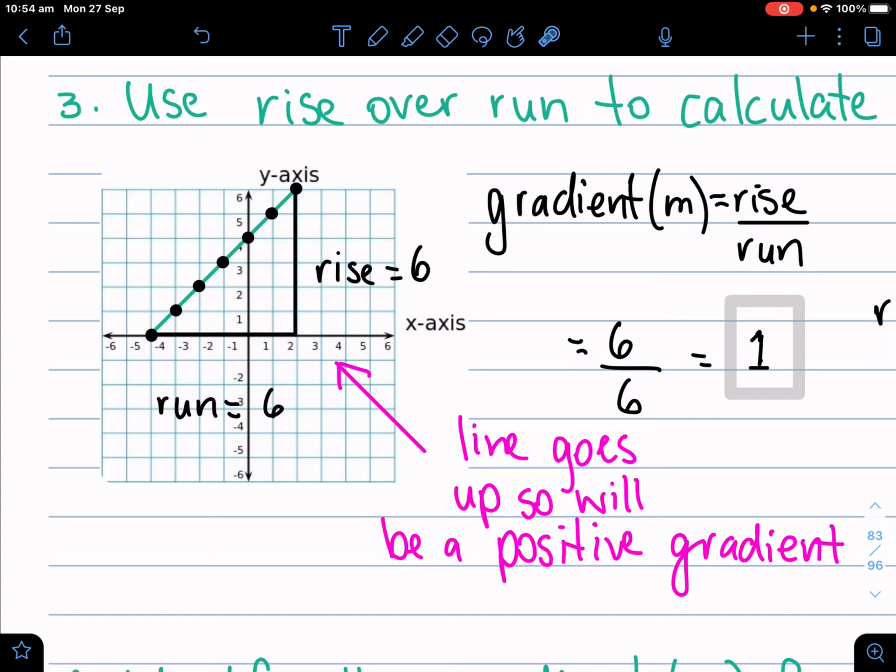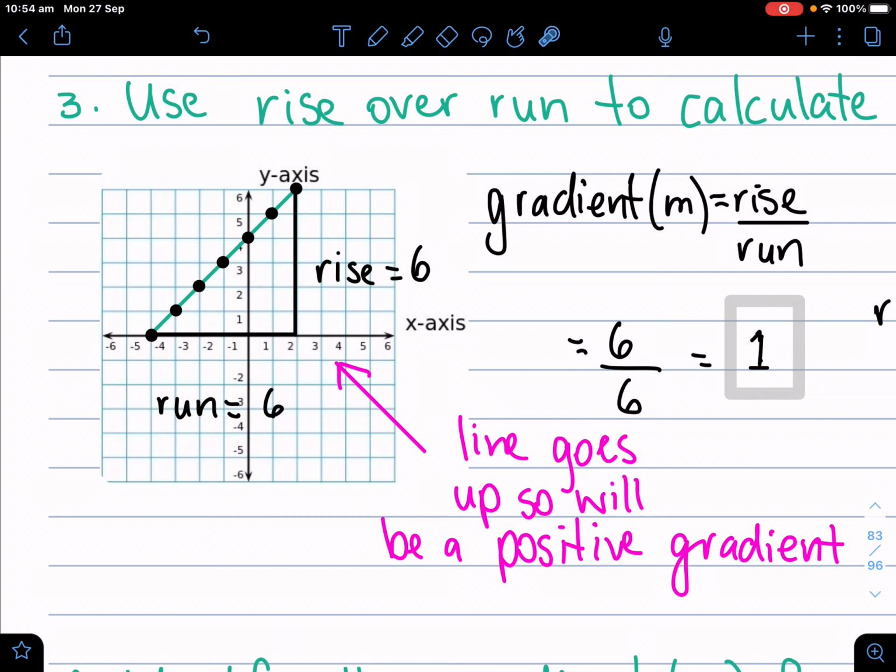Where would that change? If each box was worth 2, then the rise would be 12, because there'd be 6 times 2. So we have to look at the value of how much each grid box goes up or down by as well. So the second step was find out how much it rises, and the third step is find out how much it runs or goes horizontally. So how many boxes? 1, 2, 3, 4, 5, 6. It also goes across 6 boxes. Rise over run, 6 over 6, which equals 1.